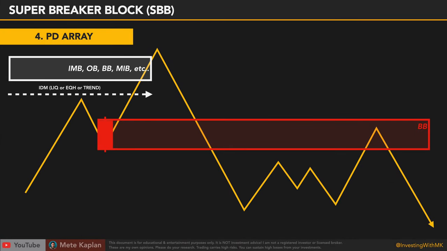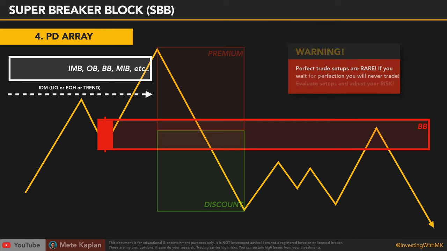We keep adding more confidence and confirmation to our trading system. The next part is the premium and discount arrays. By using them, you can find cheaper prices to long or more expensive prices to short. I want to take a pause and warn you. Sometimes the price will never pull back.